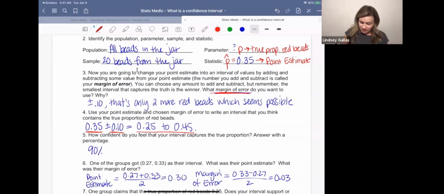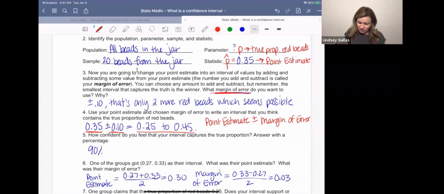Next to that, I'd like you to label then. The way we came up with that is it was our point estimate plus or minus the margin of error. So when we're creating a confidence interval, that's what we're using. We have our point estimate, which came from a statistic, and then the margin of error, which is sort of like our wiggle room on both sides.